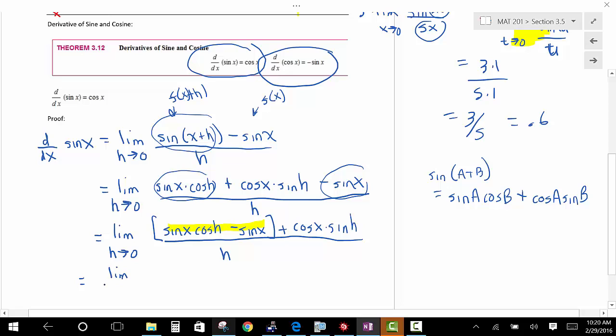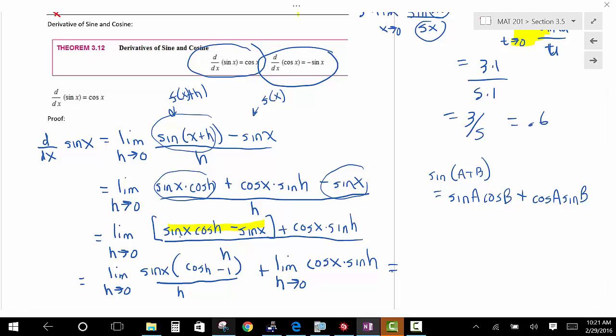You could write this as the limit as h goes to 0 of sine x, factor that out, and you would end up getting cosine h minus 1. And I'm going to break this up into two limits, which I can do, plus the limit as h goes to 0 of the next part, which is cosine x times sine h like that. Now again, I don't expect you guys to reproduce this proof, but I like to introduce you to the idea. So, when we do this limit, this is basically what happens.